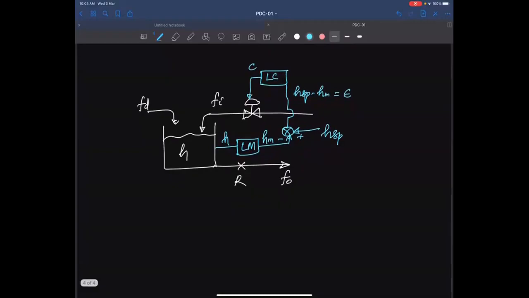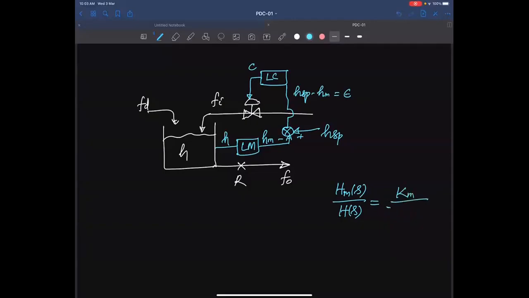What is the connection between H and HM? HM of s is the output and the input is H of s, and that is equal to Km by tau m s plus 1. I say this is tau P, but let us take it as tau M. One minute.